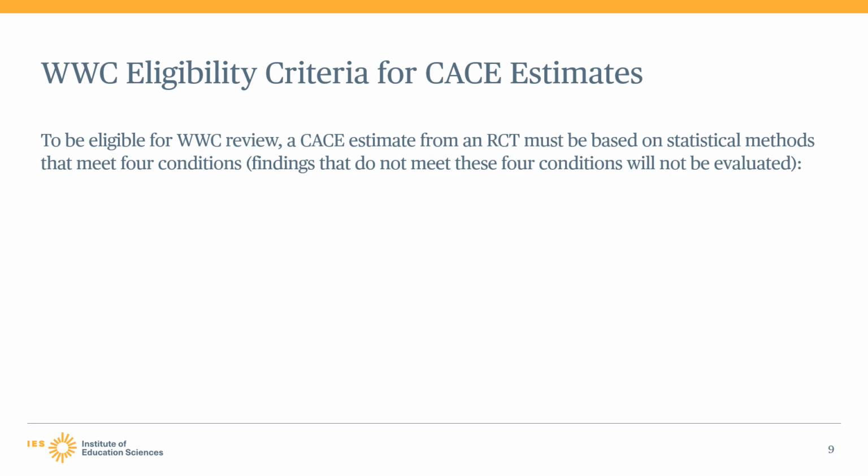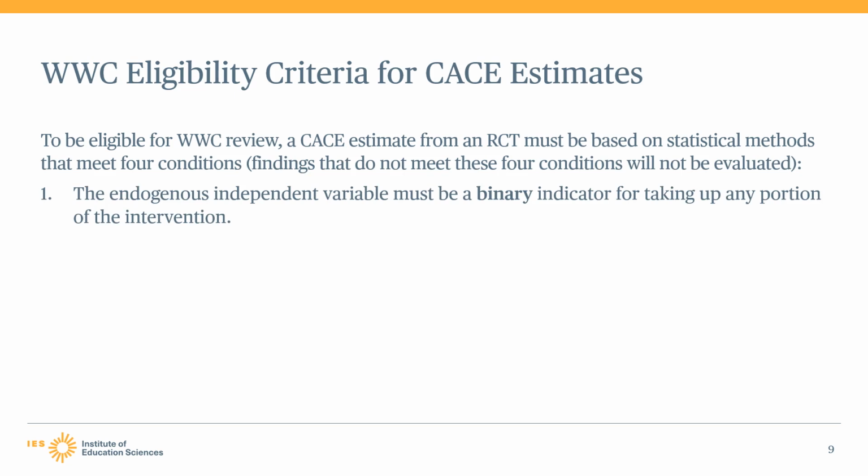To be eligible for WWC review, a CACE estimate from an RCT must be based on statistical methods that meet all four conditions listed here. Studies that do not meet these criteria will not be reviewed by the WWC. First, the endogenous independent variable must be a binary indicator for taking up any portion of the intervention. The WWC does not yet have standards for evaluating studies that examine the effects of a continuous measure of intervention dosage, which is why this requirement specifies that the endogenous independent variable must be binary.